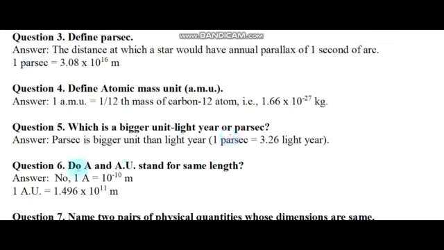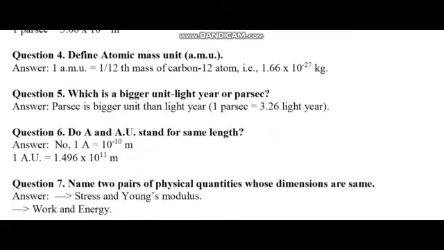Then sixth question, do angstrom and astronomical unit stand for the same length? No, angstrom and astronomical unit are not the same. 1 angstrom is equal to 10 to the power minus 10 meter. This is a very small unit, for smaller lengths. Example, the size of an atom is estimated in angstrom. But the astronomical unit is the mean distance between the center of the sun and the center of the earth, that is 1.496 into 10 to the power 11 meter. Now moving to question number 7.